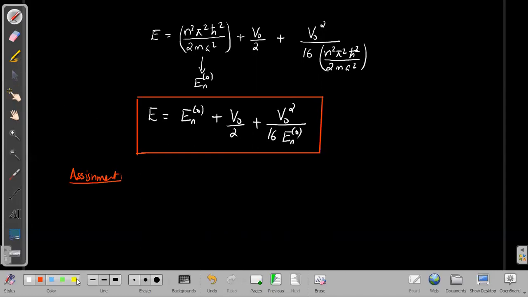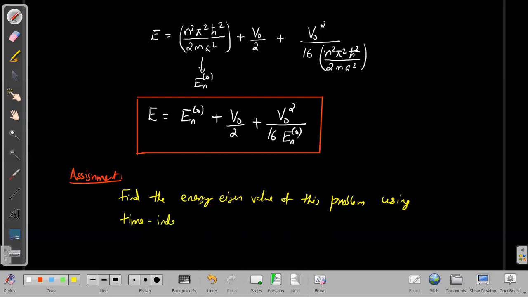Okay, the question is to find the energy eigenvalue of this problem, using the same thing. You can calculate using time independent perturbation theory that you already studied. Using time independent perturbation theory.